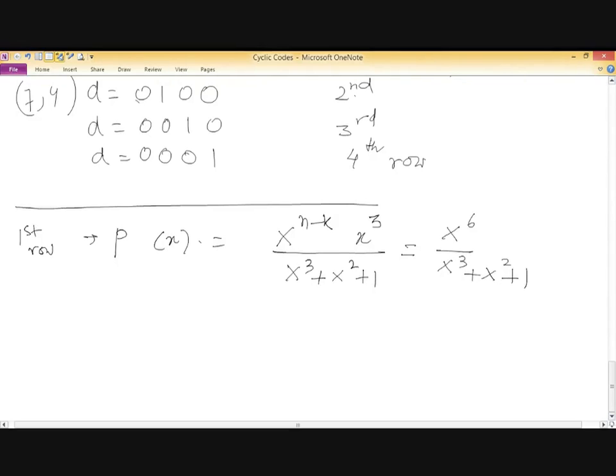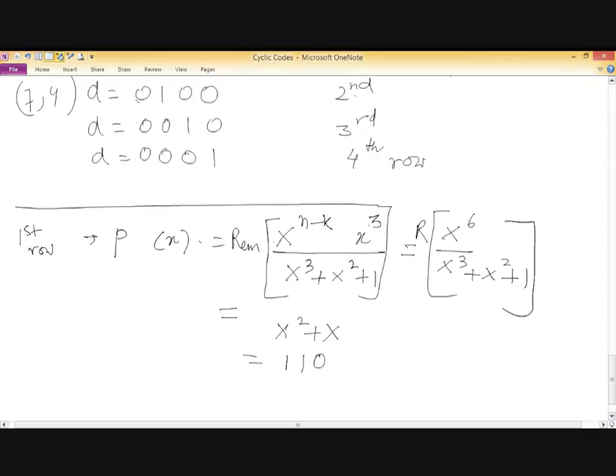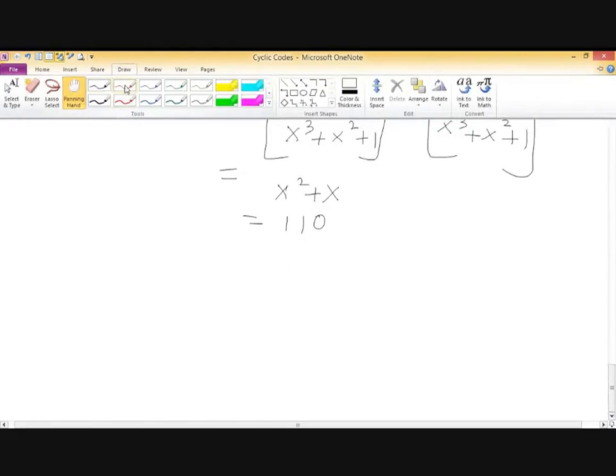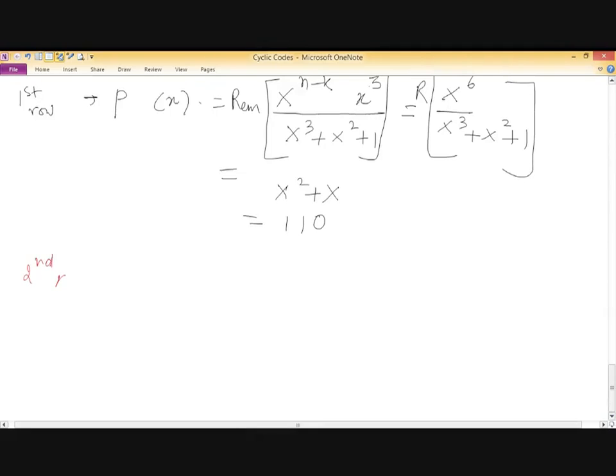So I will be getting x to the power of 6 divided by x cube plus x square plus 1. You have to take the remainder of this. So remainder will be x square plus x. That means 1 1 0. Similarly, for the second row, p of x will be remainder of x to the power of n minus k into x square upon the same x cube plus x square plus 1.